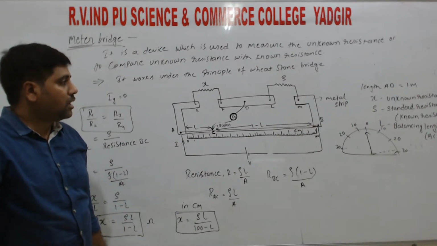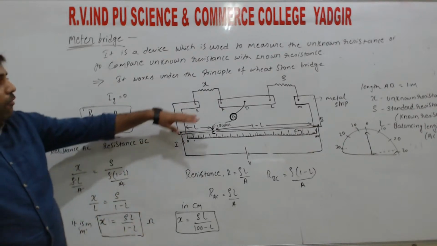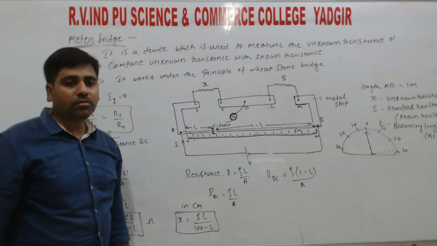So in the next class we have the last remaining topic, that is potentiometer. So that is also working on the principle of the Wheatstone bridge. So we will continue in our next class.